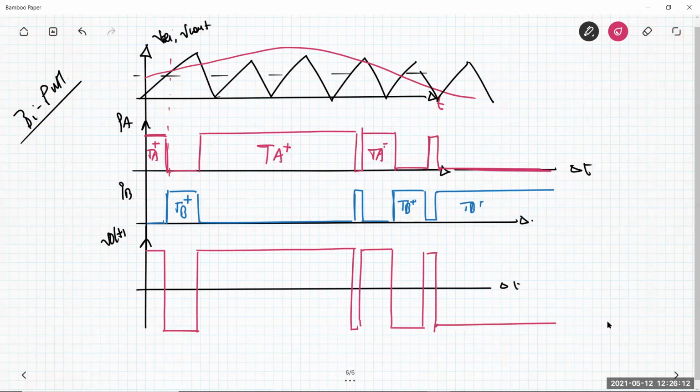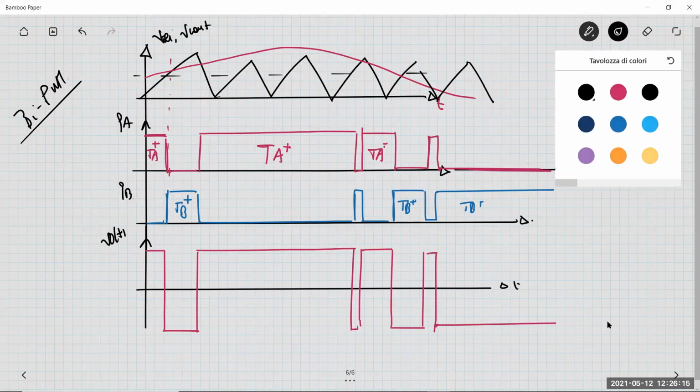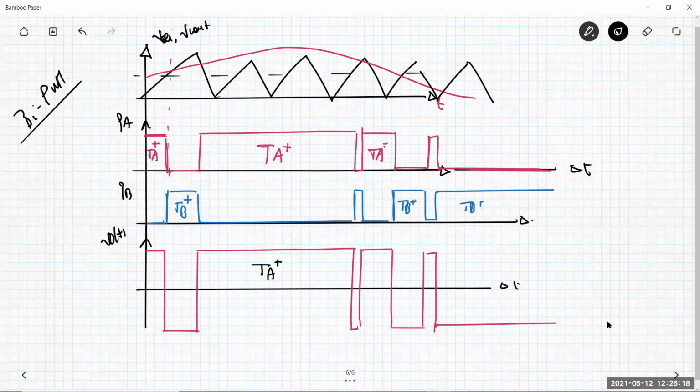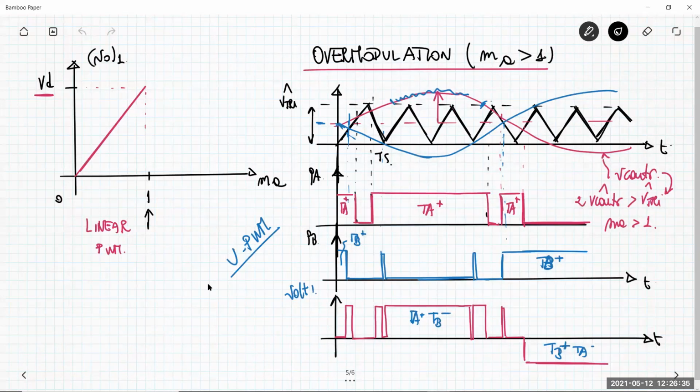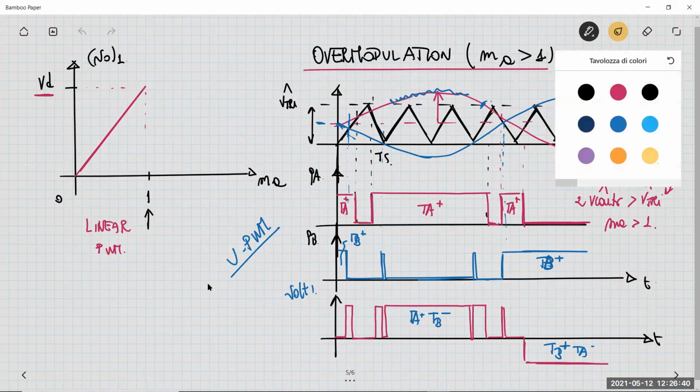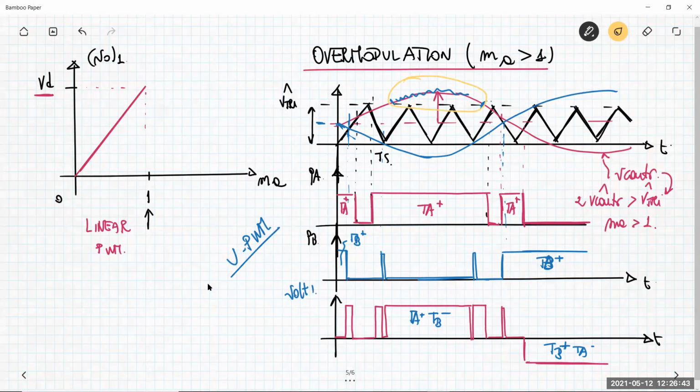Okay. We can say that my drawing is not perfect, but anyway, we have this region which we have TA plus, TB minus, and then we have a TB plus, TA minus, and so on. Negative VT, plus VT. So basically, in this discussion, what I can stress is that here you have a large portion of the control voltage that is allowed to, let's say, exceed the peak value of the triangular waveform.